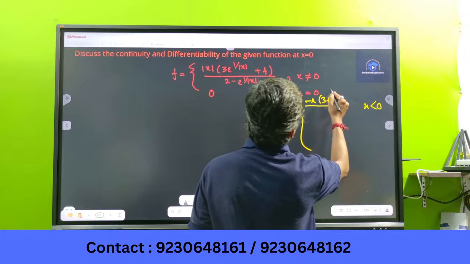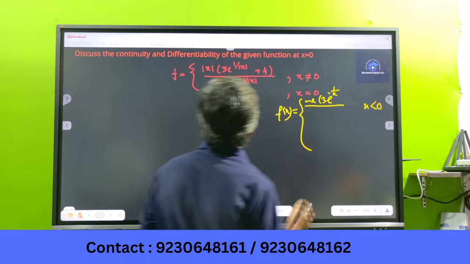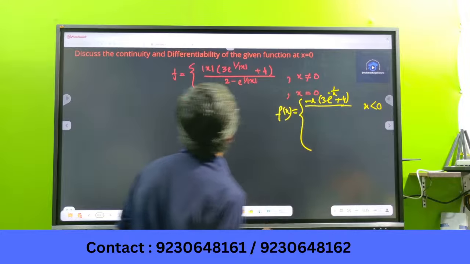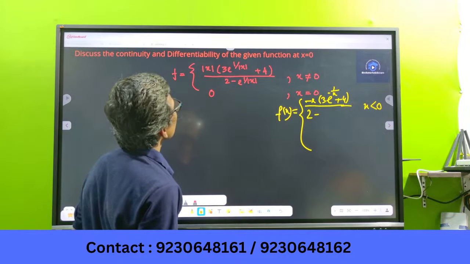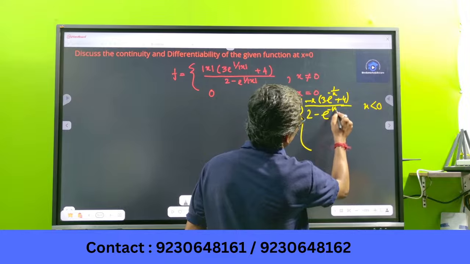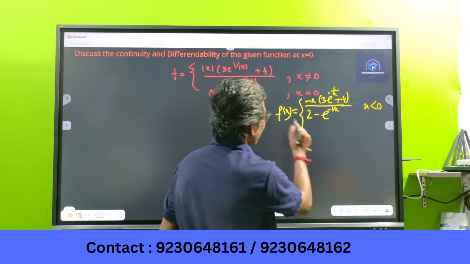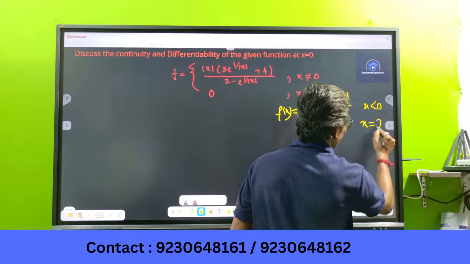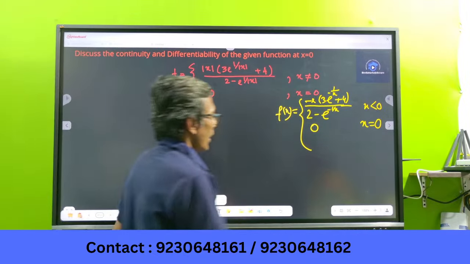e to the power minus 1 by x, 4 by 2 minus e to the power minus 1 by x. So f of x is equal to 0 when x is equal to 0, because this value is given.